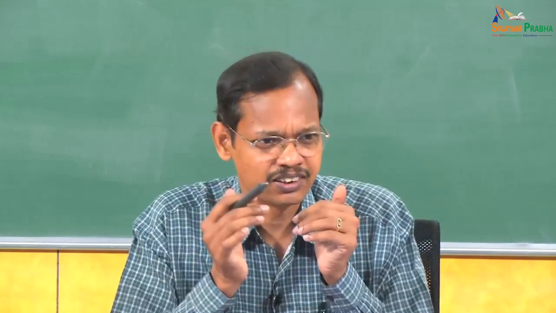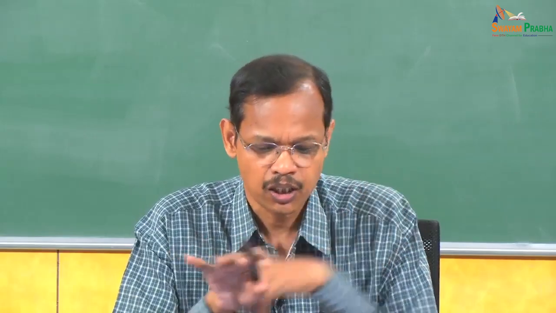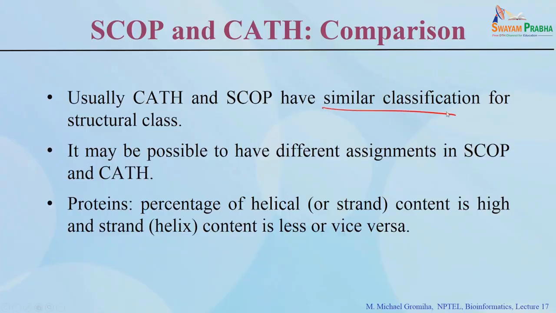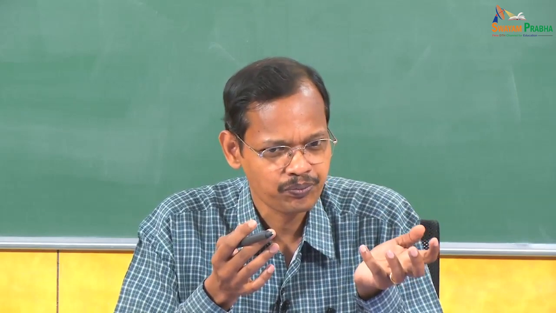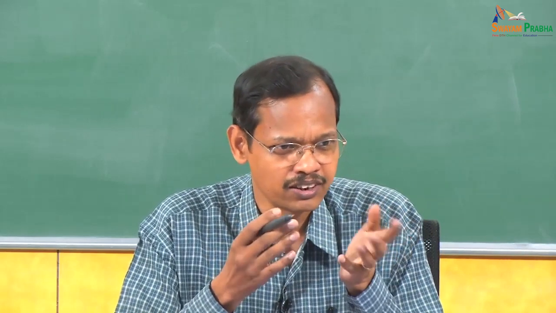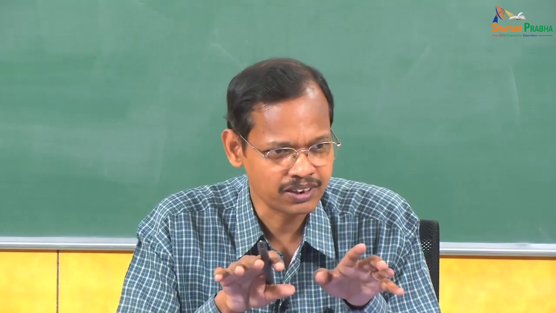If you look at almost all the structures in the Protein Data Bank and classify them based on SCOP or CATH, in most cases you get a similar classification; it is not much different. In some cases it is possible to have different assignments in SCOP and CATH, especially for alpha plus beta or alpha beta proteins. How does this happen? How do you classify all alpha? Mostly alpha helices. How do you classify alpha plus beta? It has both alpha helices and beta strands.